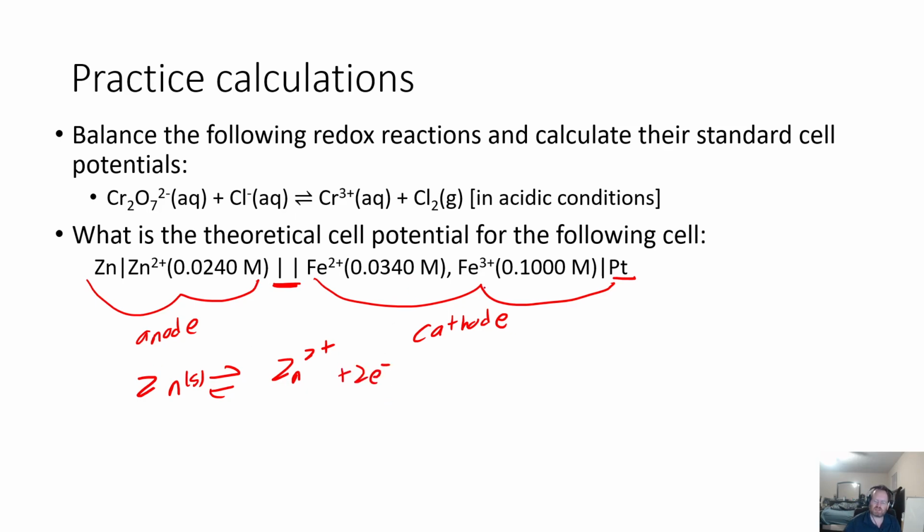Now with Fe2+ and Fe3+, we want to set it up as a reduction. To do that, we actually need Fe3+ on the left, since that would be the species that would be able to gain an electron. So this is Fe3+.